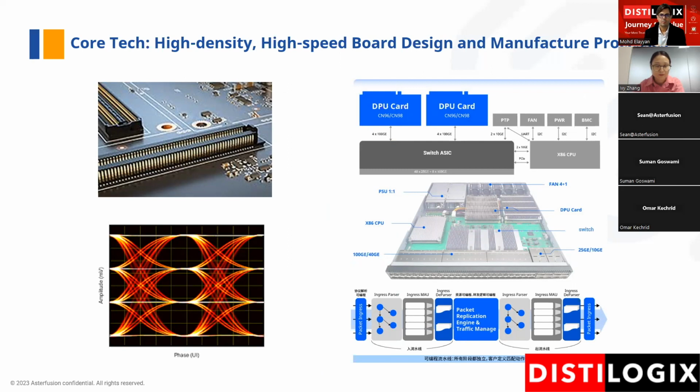Different from some other vendors, we have our own hardware production line, including designing and manufacturing. Currently, we have 12.8T hardware with 32 400 gig ports or 64 200 gig ports. As the requirements from the market grow, we will have 25.6T or even 51.2T hardware in the future.